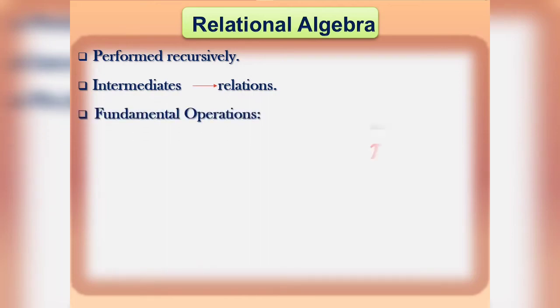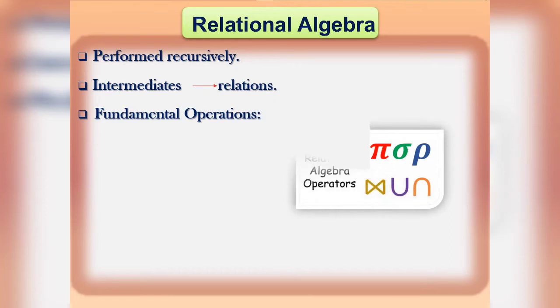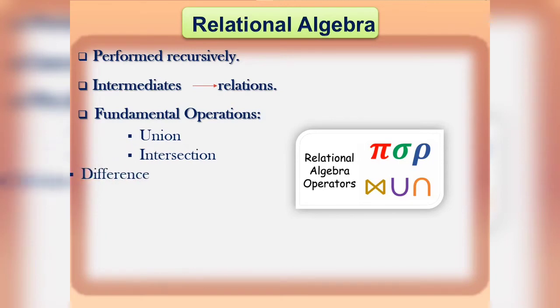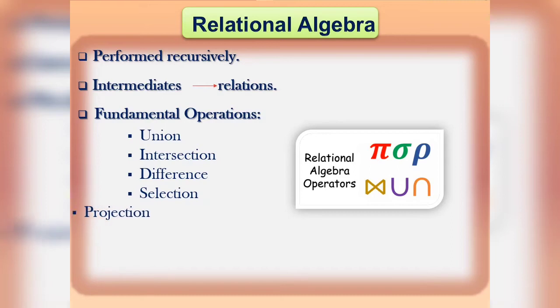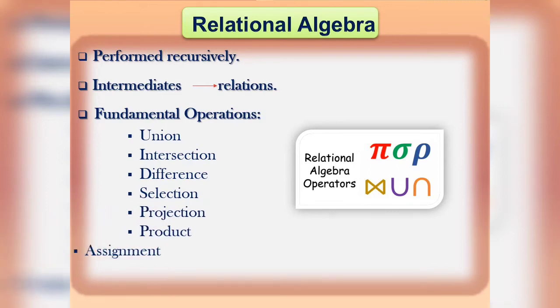Fundamental operations of relational algebra are union, intersection, difference, selection, projection, product, assignment, and join operations.